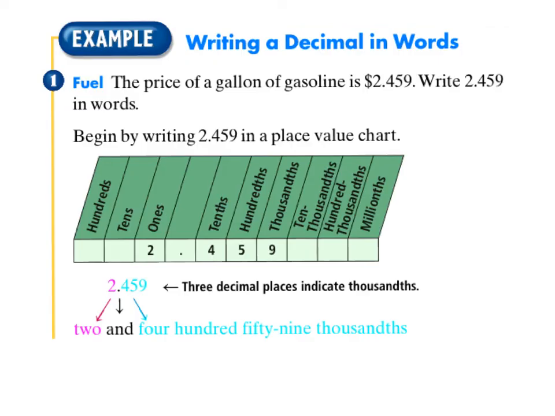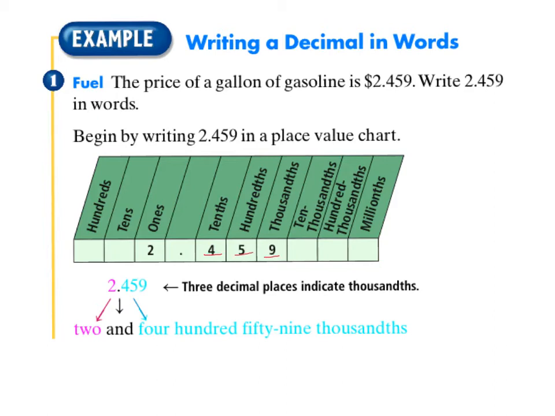Let's look at an example of writing a decimal in words. Say the price of a gallon of gas is $2.459. We're going to write 2 and 459 thousandths in words. We'll begin by writing it into a place value chart. The 2 is in our ones place. And is for a decimal point. And then we have 3 more numbers. So the 4 goes in the tenths, the 5 goes in the hundredths, and the 9 goes in the thousandths.